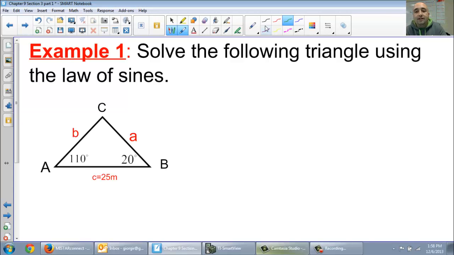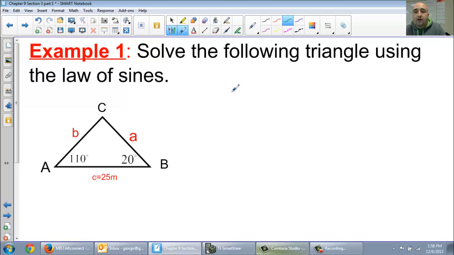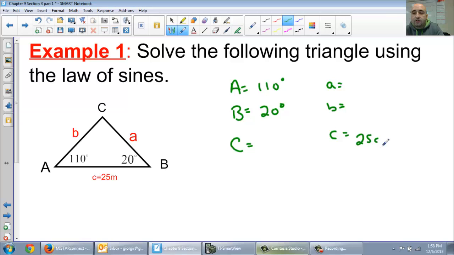Every time we solve a triangle, I want you to list your three angles. So we have angle A, angle B, angle C, all capital letters, and then we have little a, little b, little c. Let's list what we know. We know angle A is 110 degrees. We know angle B is 20 degrees, and we're given little c, which is 25 centimeters.